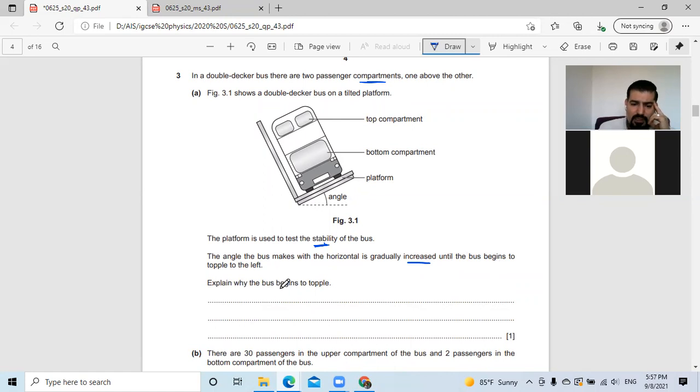Explain why the bus begins to tipple. 1 mark. Why can the bus tipple?